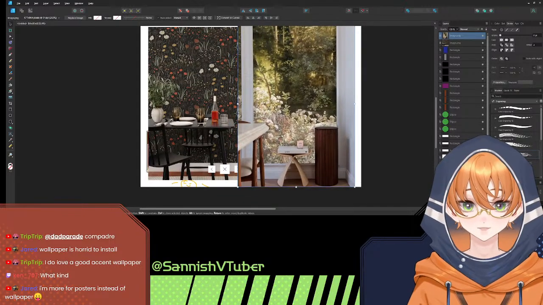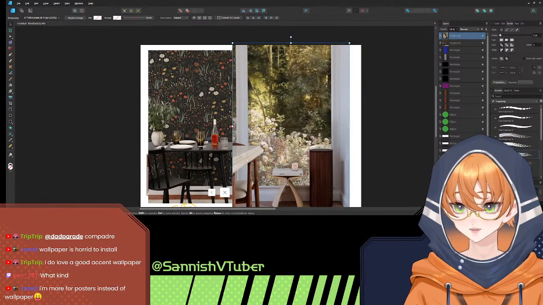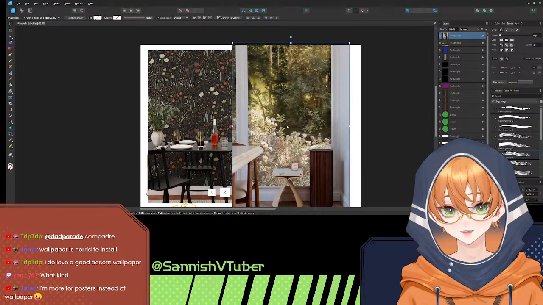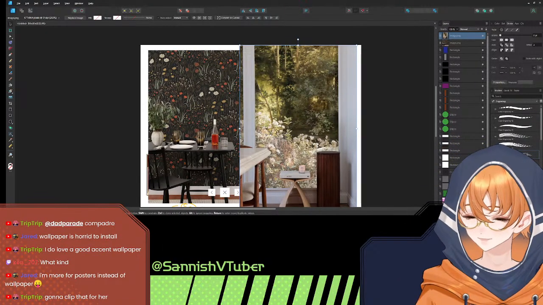Or like this one, which is super cool, but I'm not sure stylistically I have the wall accent to do this type of wallpaper.